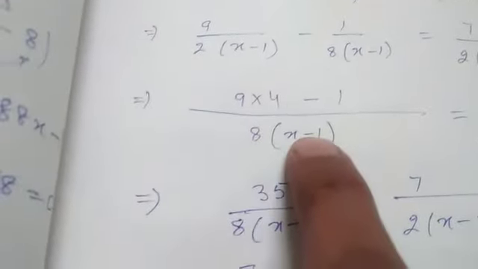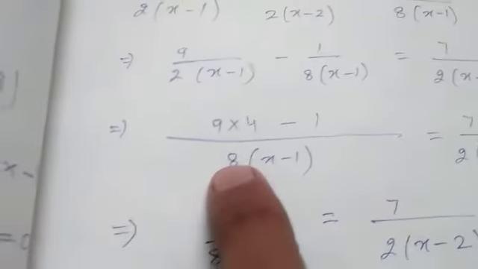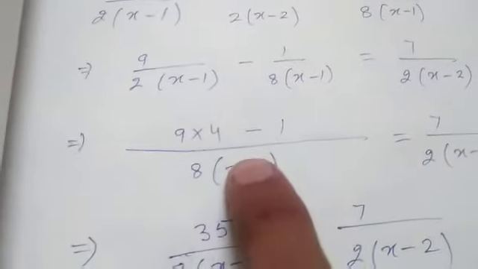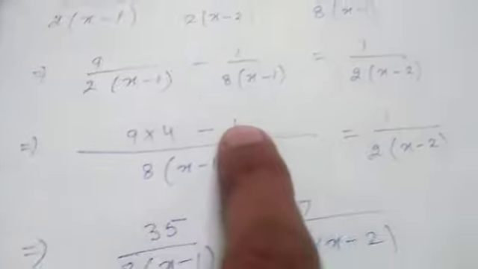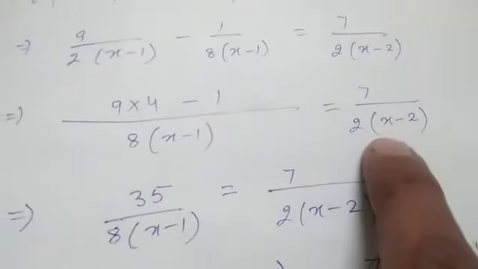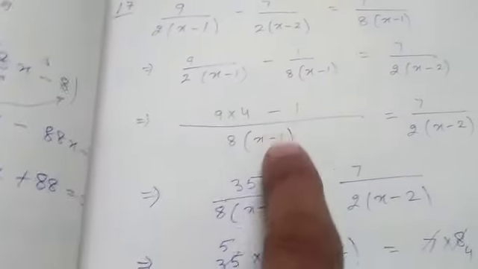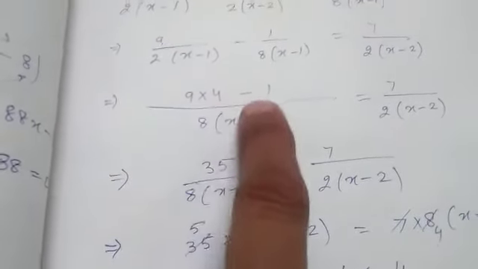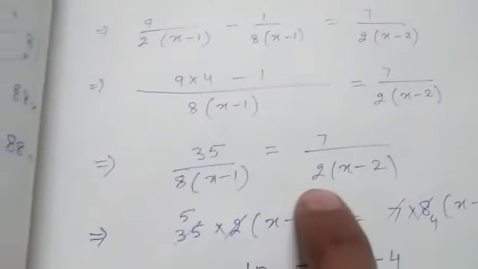Now multiply this 8 into x minus 1 in the numerator. So x minus 1 and x minus 1 cancel, and 2 fours are 8. So what is left? 9 into 4. And this 8x minus 1, completely, these two cancel out, minus 1 as it is. And this side is as it is. Now, 9 into 4 minus 1 is what? 9 fours are 36, 36 minus 1 is 35. And this as it is, this as it is.